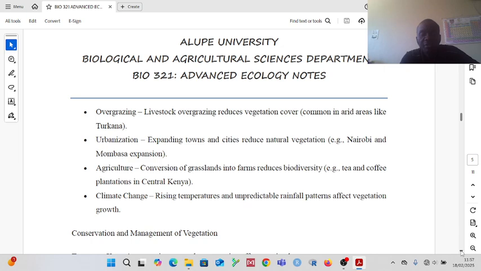So what you'll have done, you'll have cleared different types of vegetation. You've removed grass, you've removed trees, you've removed shrubs, only for you to plant one species. So umetoa hiyo yote ukapanda mahindi. The impact is you will have reduced diversity, the biodiversity of that particular area.